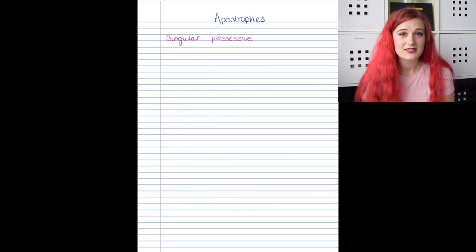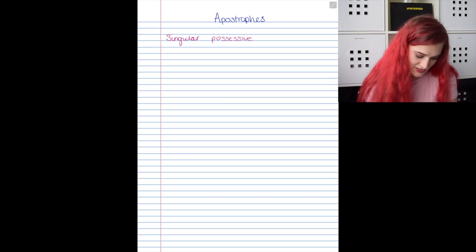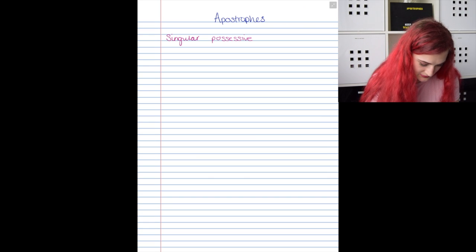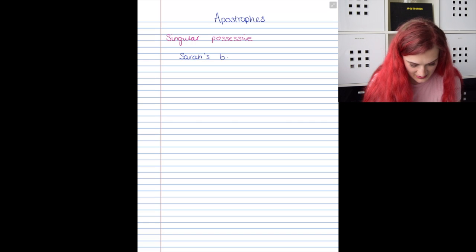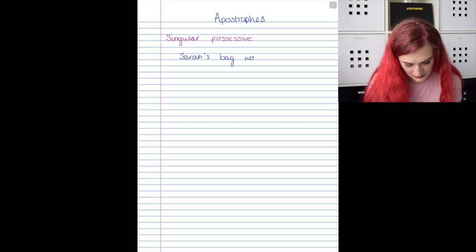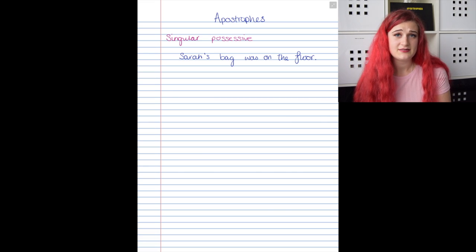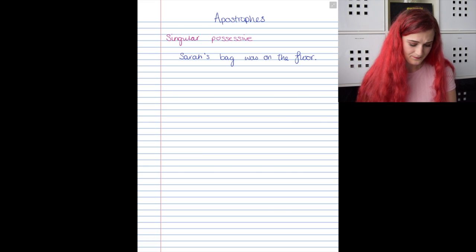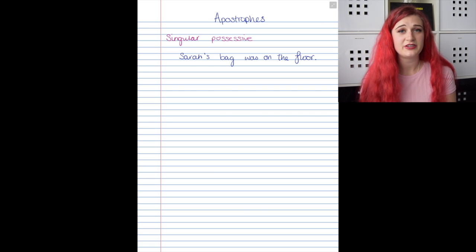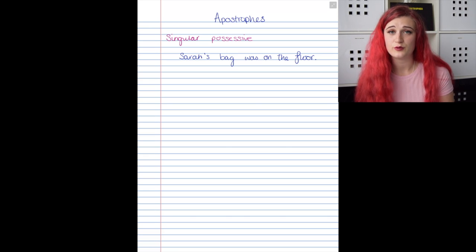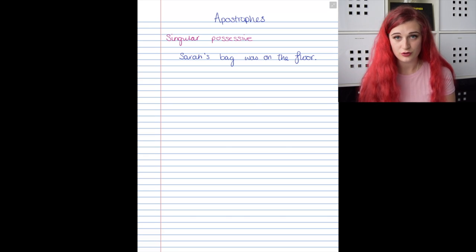So, singular possessive. If I had Sarah's bag was on the floor. Notice I've put that apostrophe after Sarah and before the S. It belongs to her. So the apostrophe comes after the name but before the S. Sarah's bag was on the floor.